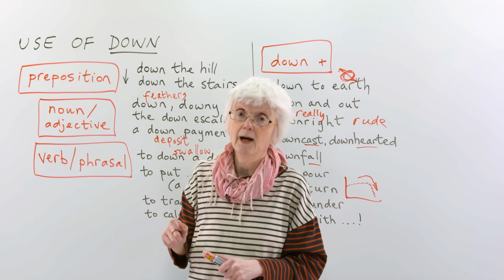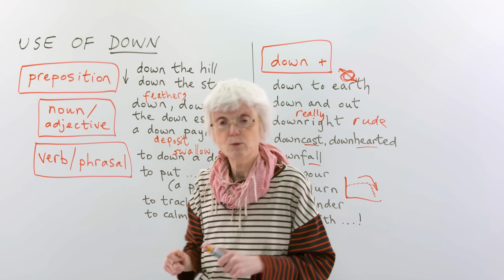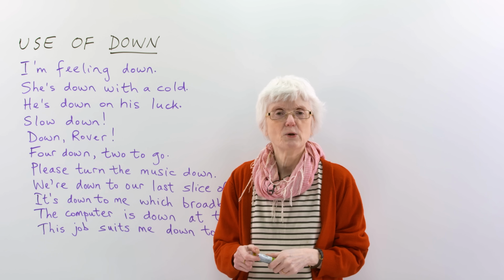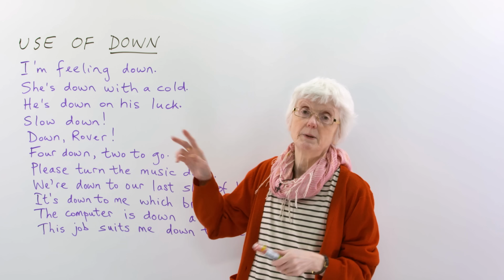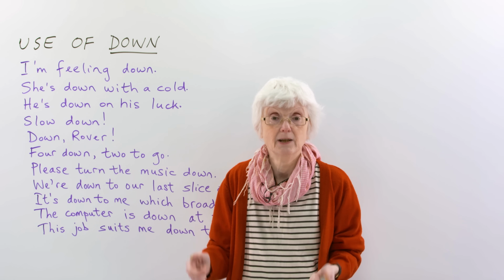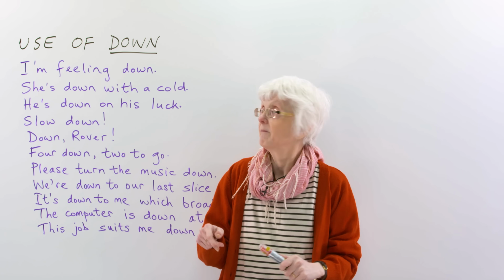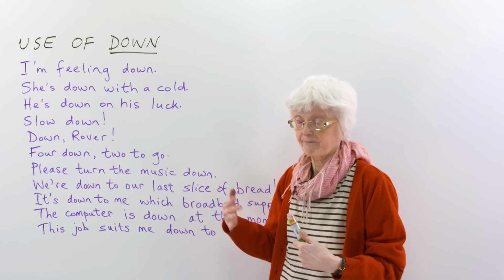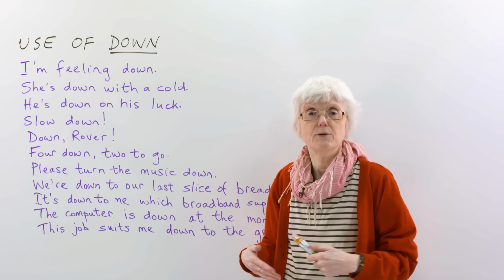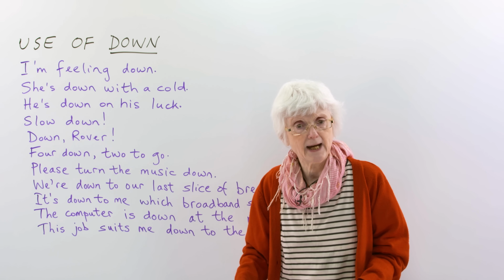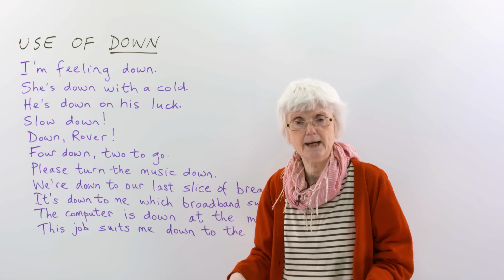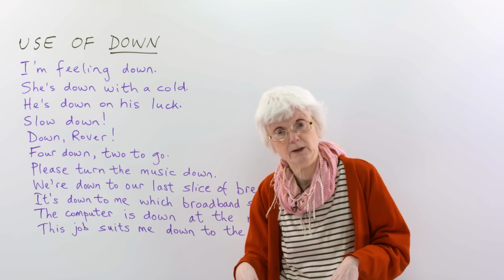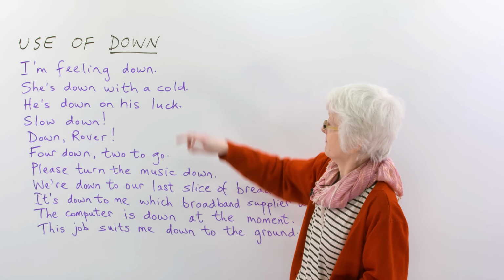Okay, so that's the first half of the lesson, and we'll just move on now with a few more examples. Okay, so let's look at how the word down can be used as part of a sentence to mean something particular. Okay, so first of all, I'm feeling down. You can probably guess. If you're feeling down, you're feeling sad, a bit depressed, okay? Not feeling great, I'm feeling down, a bit sad, okay?